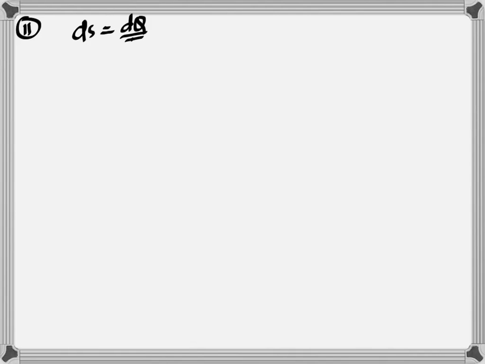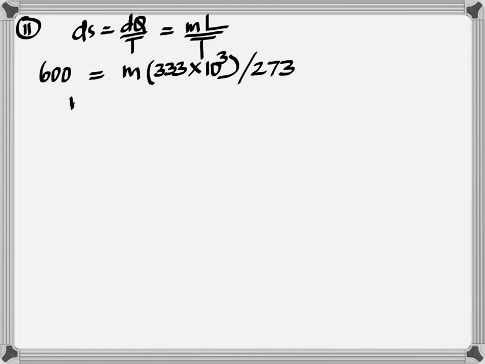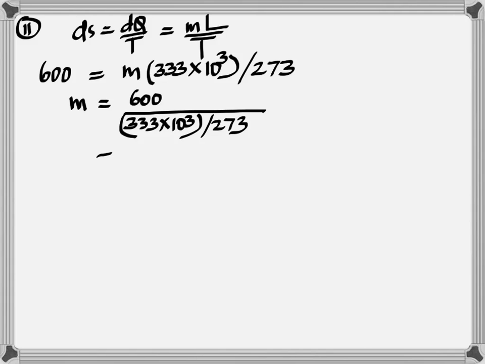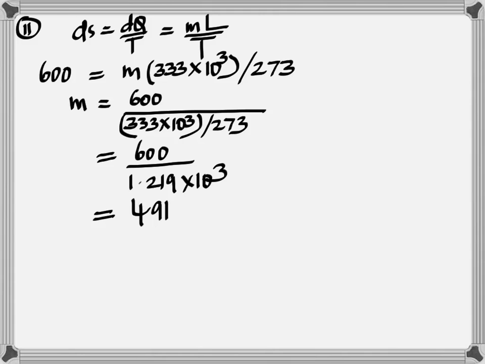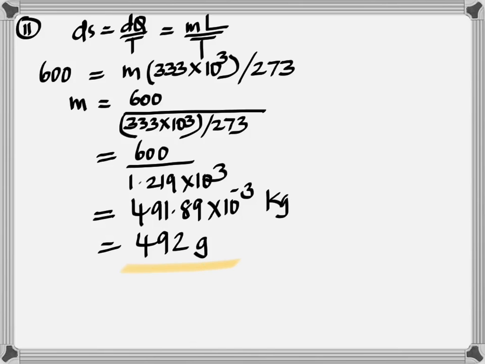The 11th one, the change in entropy is given, so you just got to remember that heat required for ice is mass times latent heat. So you get the mass as 492 grams.